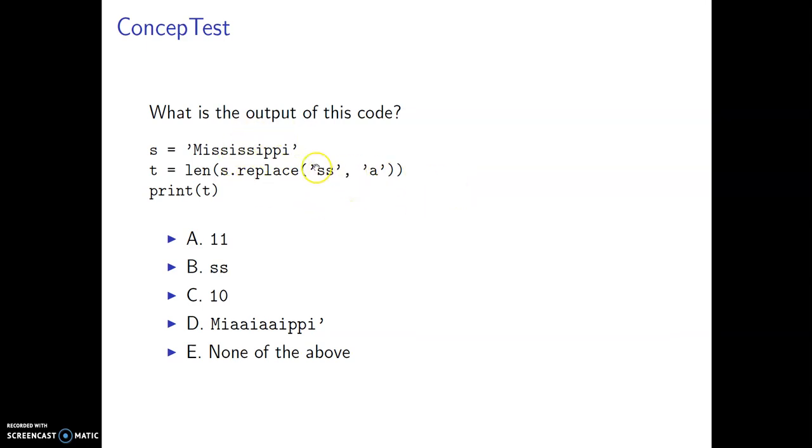Okay. But if we run and save the length when we do this replacement and replace each SS with just a single A, so it'd be Ippy, whatever that is, not a word. What are we going to get back? Okay, so notice first of all, it's a length expression.